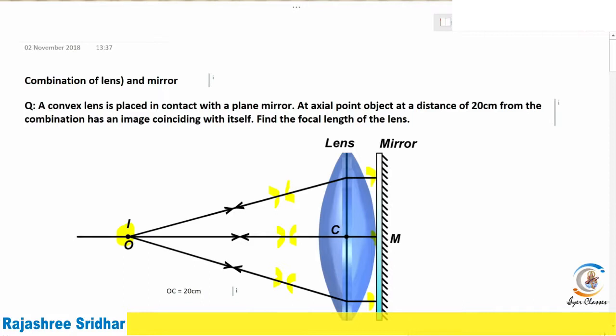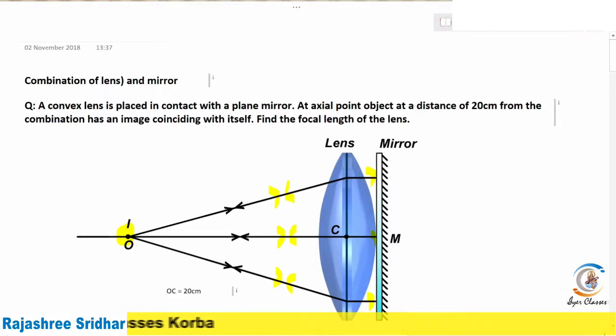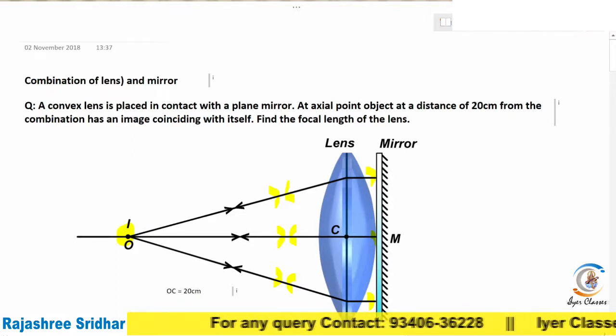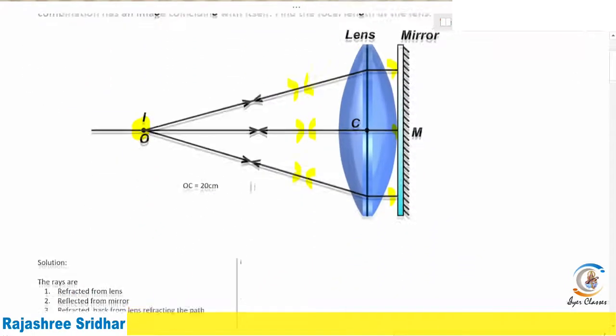The first question on the screen is: a convex lens is placed in contact with a plane mirror, and at an axial point an object is placed at a distance of 20 centimeter from the combination, which has an image coinciding with itself. Find the focal length of the lens. This is the question, right? Now, what are the things taking place?